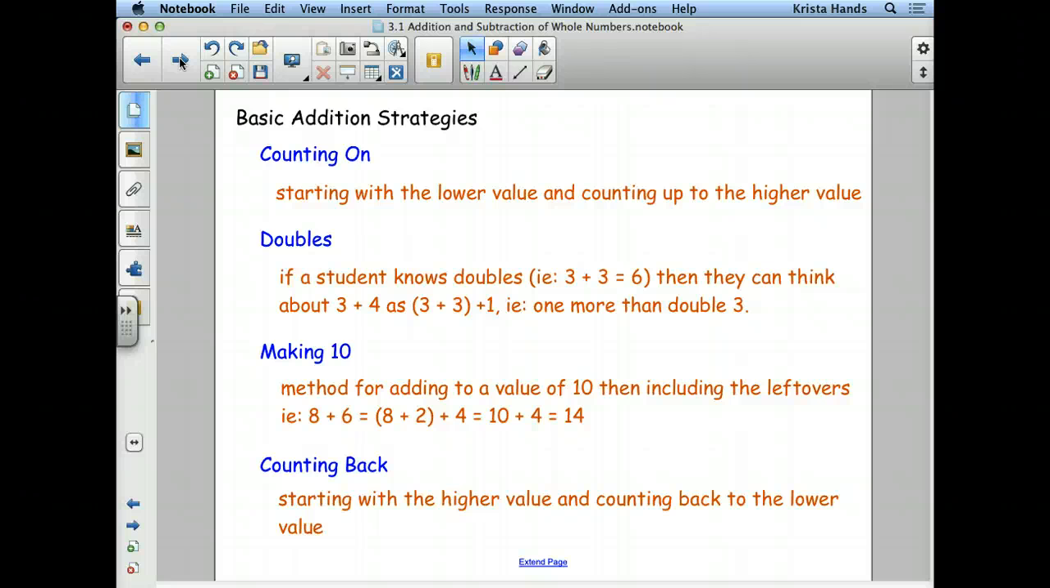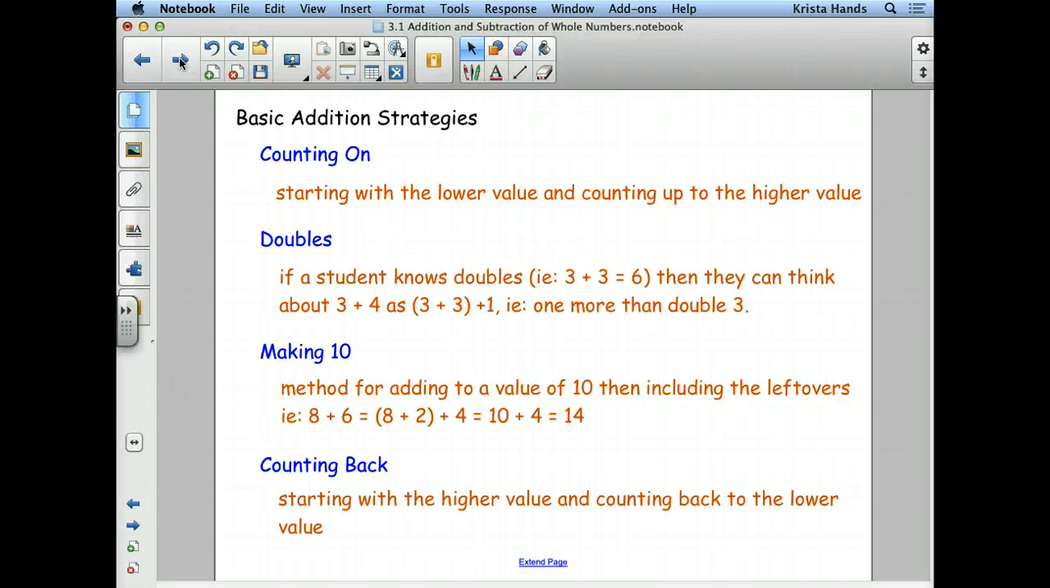The next one is a doubles strategy. And this is actually one that's taught frequently in the schools as well. It's the idea that if you know the doubles, or you have something that's nearly a double, you can use the fact that you've got doubles. So if a student knows how to double something, 3 plus 3 is 6, they can think of 3 plus 4 as a near double. So 3 plus 3 is 6 plus 1 more, so it's 7. Another strategy.